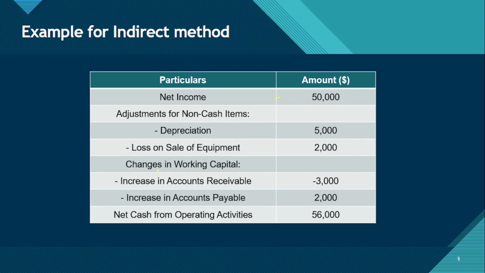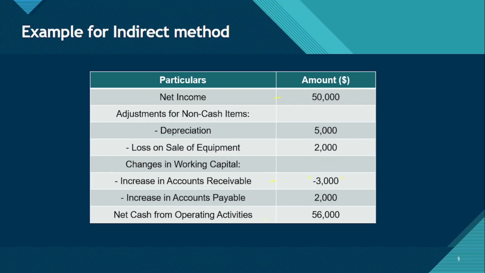And now we'll come to the changes in working capital. There is an increase in accounts receivable, which means the sale we've made has not been collected. That means there is a negative cash impact in the statement of cash flow, so we have to deduct it from the net income. And also an increase in accounts payable, which means the purchase we made has not been paid. That means there is a positive impact in the statement of cash flow, so we have to add it to the net income.